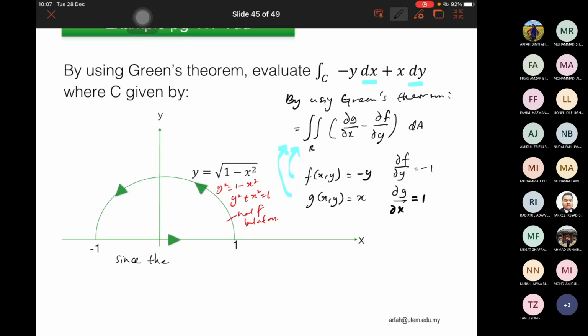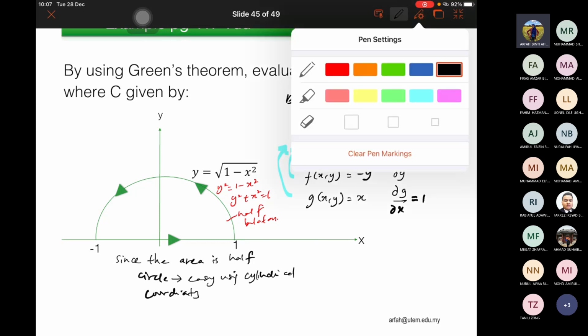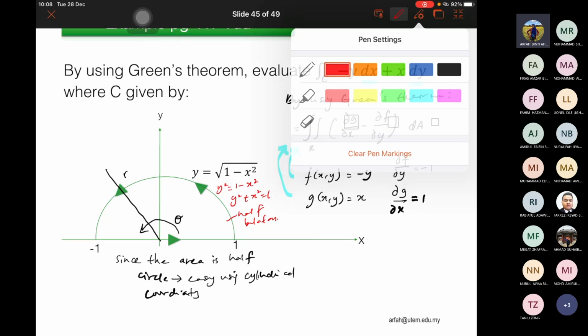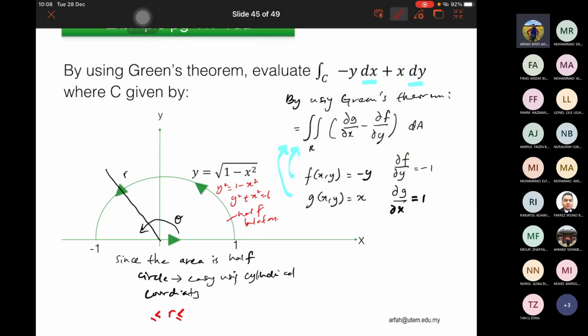Since the area is half circle, so it will be easy using cylindrical coordinates. Okay, so cylindrical coordinate awak ada yang ini awak punya r, okay, and then you have your theta. So this is r and this is your theta. So r daripada berapa ke berapa, theta from where to where?